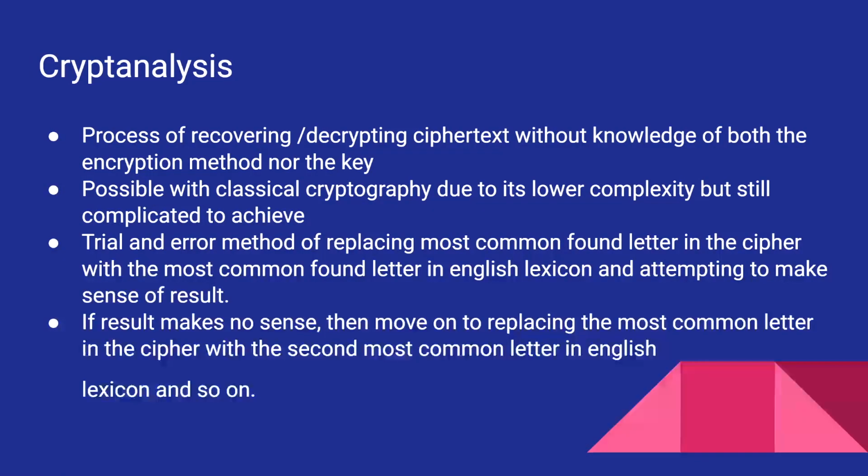Cryptanalysis. Cryptanalysis is the process of recovering or decrypting ciphertext without the knowledge of both the encryption method nor the key. This is possible with classical cryptography due to its lower complexity, but it's still a complicated process and it's hard to achieve. A trial and error method is done of replacing the most commonly found letter in the cipher with the most common found letter in the English lexicon and attempting to make sense of the result. If the result makes no sense, then you move on to replacing the most common letter in the cipher with the second most common letter in the English lexicon, and so on.